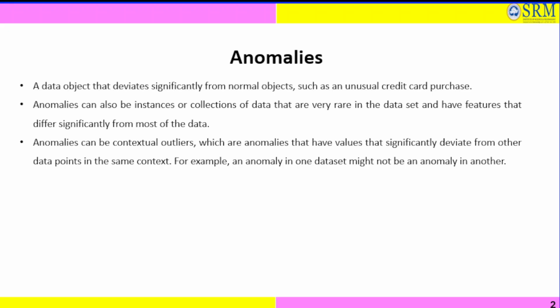And finally, anomalies can also be contextual outliers, which are anomalies that have values that significantly deviate from other data points in the same context. For example, an anomaly in one dataset might not be an anomaly in another dataset. So in summary, anomalies are data points that are unusual or unexpected within a data set. They can be identified based on their deviation from normal patterns or their rarity within a specific context.